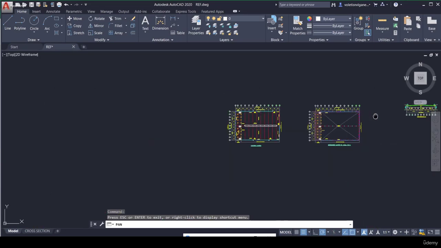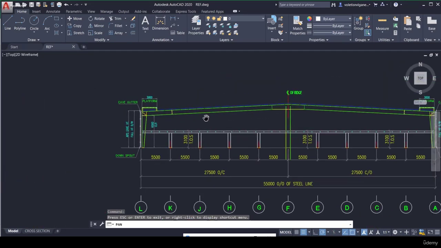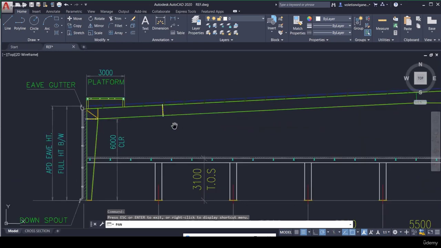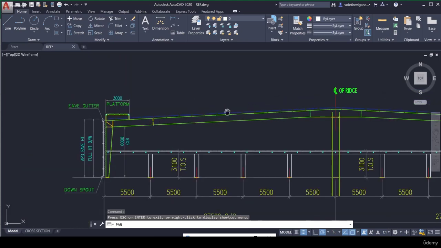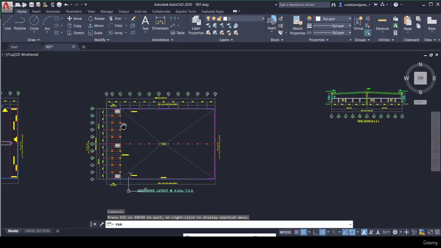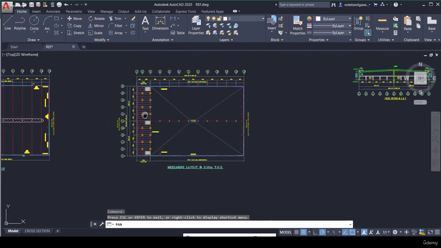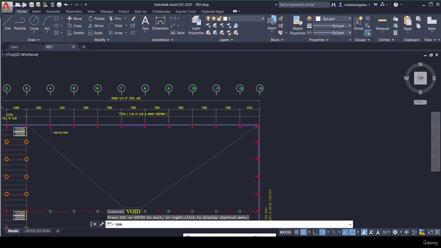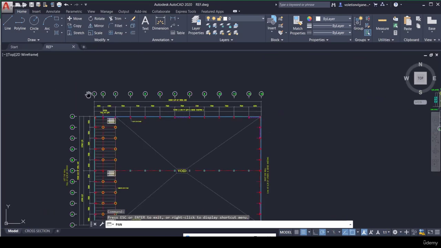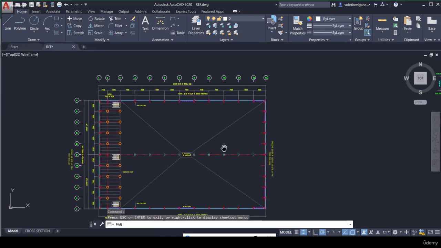Every PEB building should have a particular slope, a minimum of 4%, nothing but 4 in 100, to drain the rainwater easily. So this is the roof slope. Next, coming to the end frames, you can see here grid line 1 and grid line 13. The frames along grid lines 1 and 13 are called end frames.